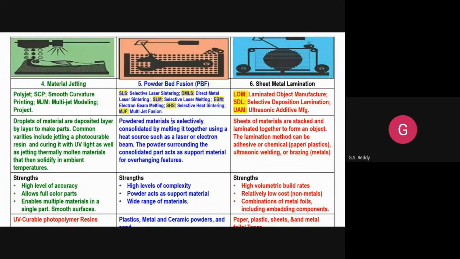Material jetting is the fourth process. It is also known as PolyJet, smooth curvature printing, SCP, and MJM, that's multi-jet modeling. Here, droplets of material are deposited layer by layer to make parts. Common varieties include jetting a photocurable resin and curing it with UV light, as well as jetting thermally molten materials that then solidify at ambient temperatures. The strengths of this material jetting process are a high level of accuracy, full color parts, multiple materials in a single part, and smooth surface finishes.